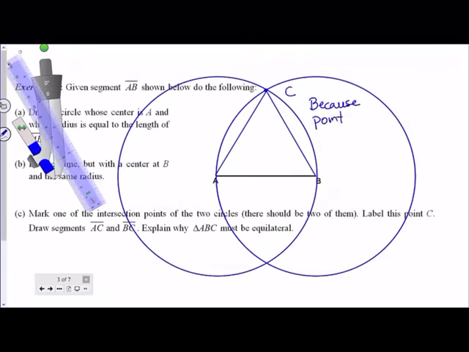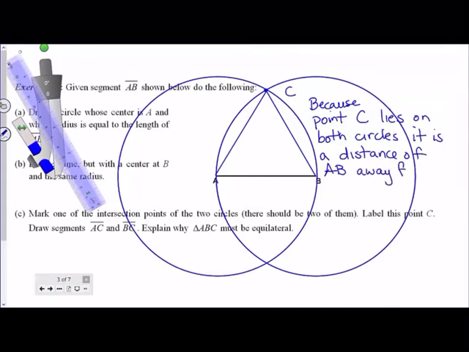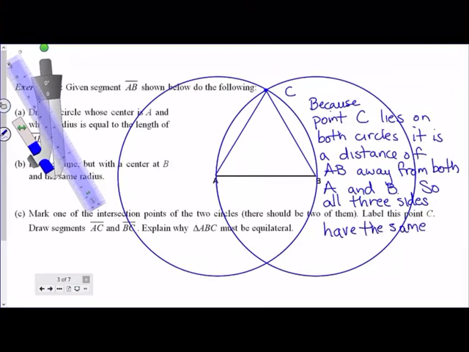Because point C lies on both circles, it is a distance of AB away from both A and B. So all three sides have the same, sorry about that, length, right? All three sides have the same length.